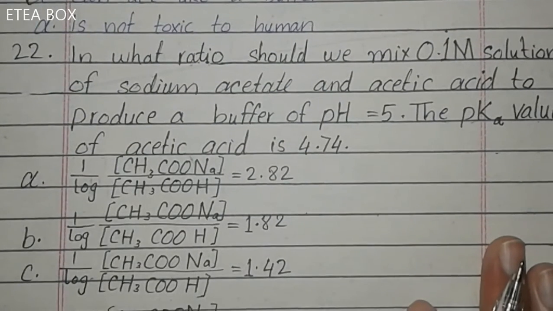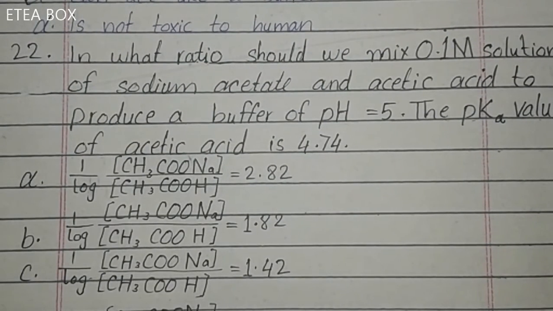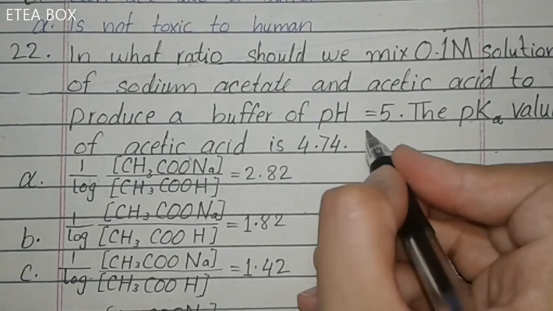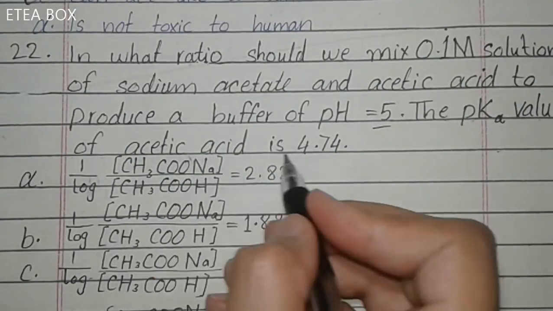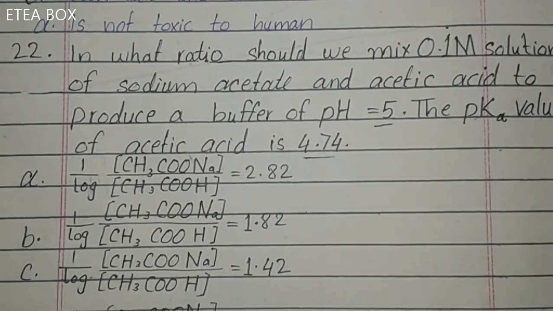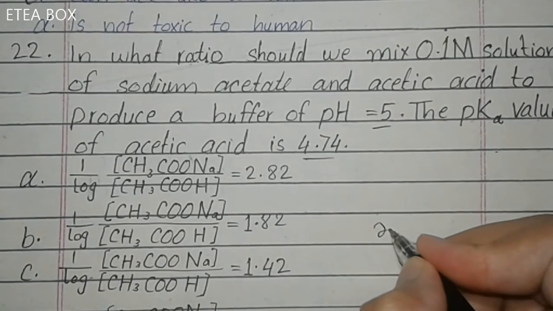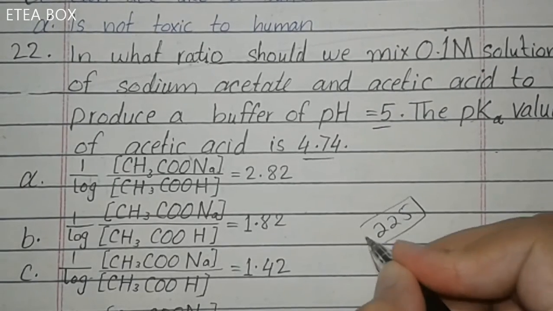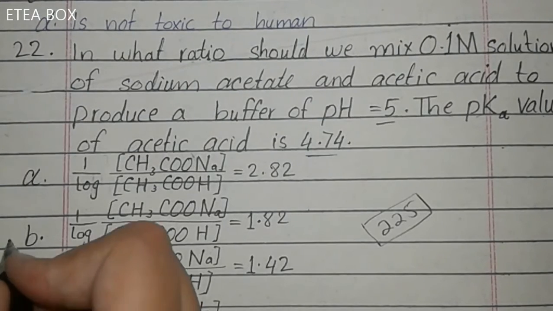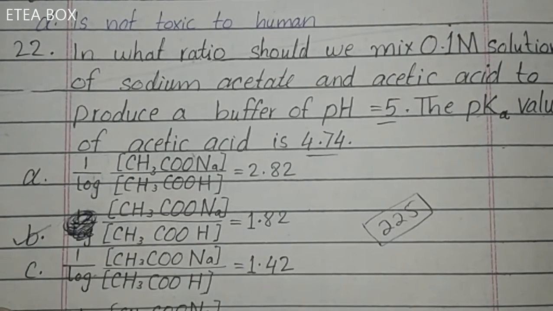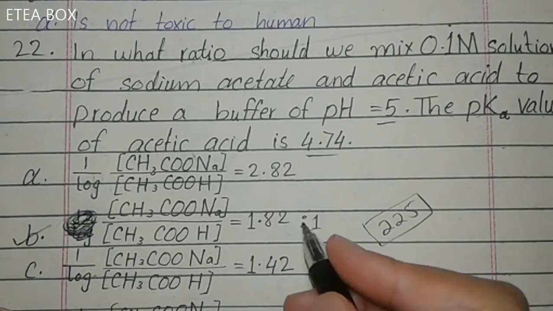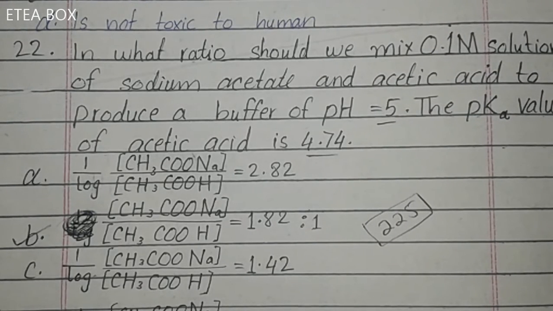Look at 22. In what ratio should we mix 0.1 molar solution of sodium acetate and acetic acid to produce a buffer of pH 5? The pKa value of acetic acid is given as 4.74. Now look here. This is the example present in your book on page 225. So here option B is correct, 1.82:1. This is the ratio of sodium acetate and acetic acid.